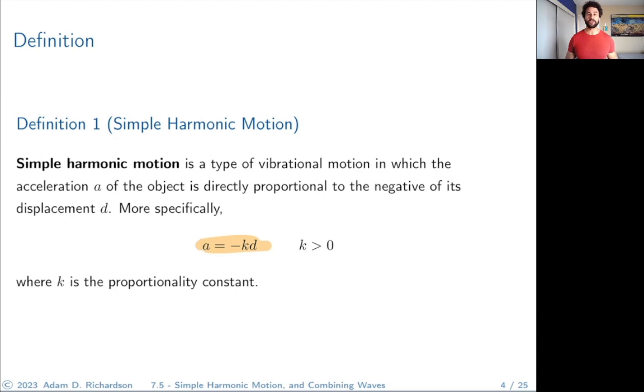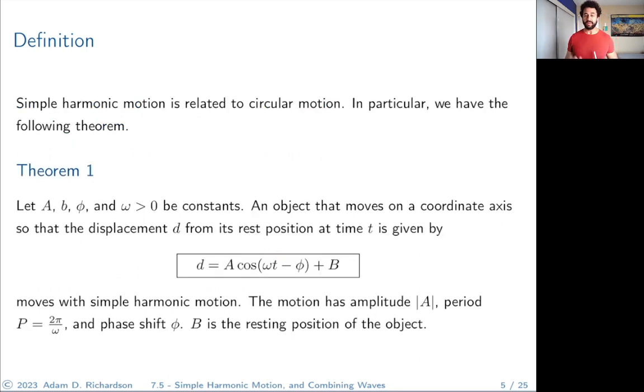k is what's called the proportionality constant. It's just a constant of some sort. But what this equation is telling us is that the acceleration of the object is proportional to its displacement, d, but it's proportional to the negative of its displacement. We'll talk about this again in just a moment when we see the animation. But this is how simple harmonic motion is defined most generally. Now, because of that, we have this really interesting theorem that categorizes this motion. This is the result that you would prove in a course on differential equations. We're just going to take it as a theorem for now.